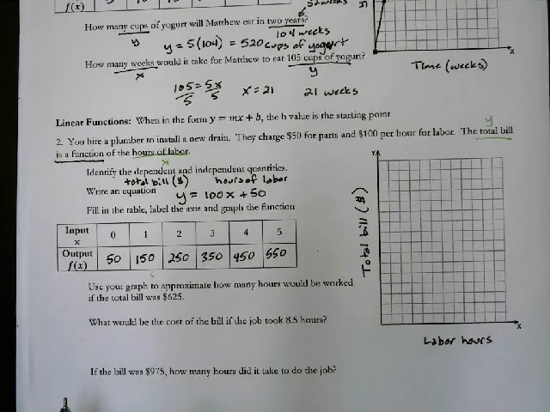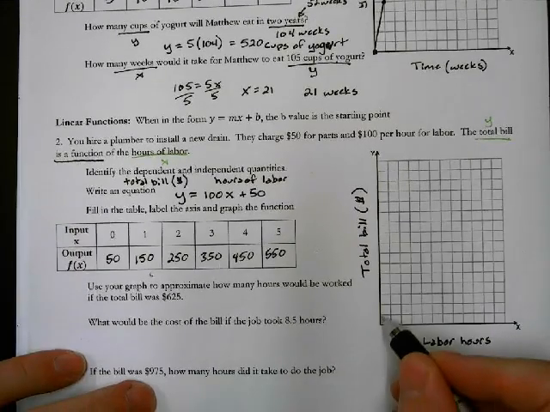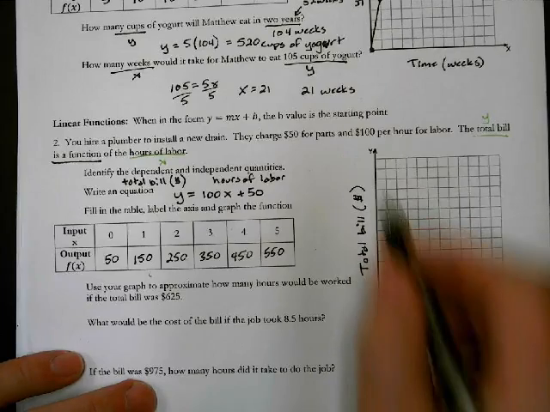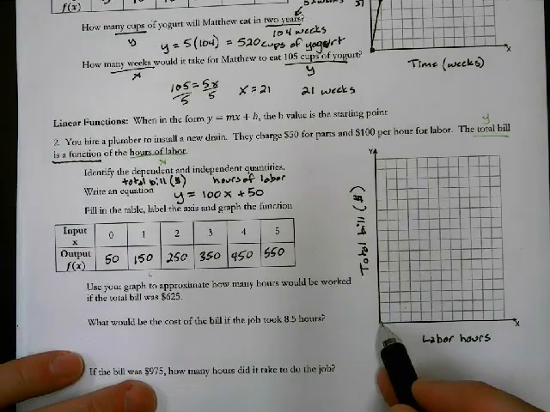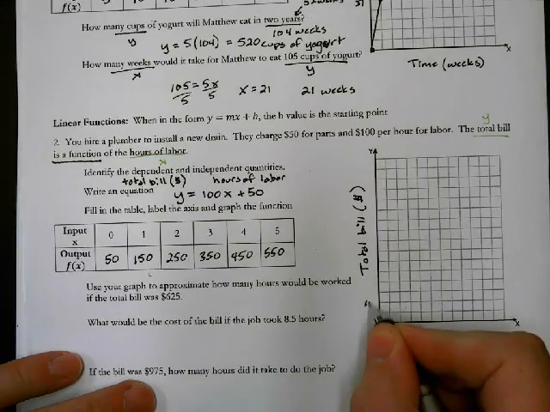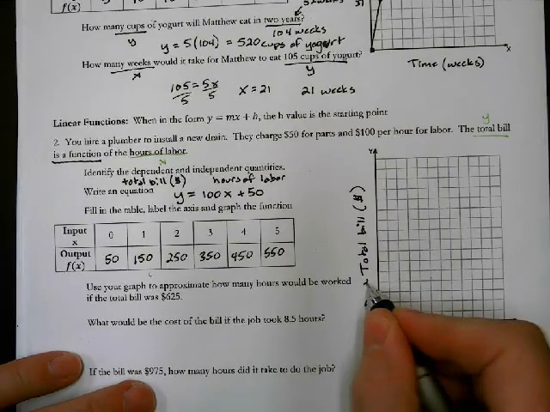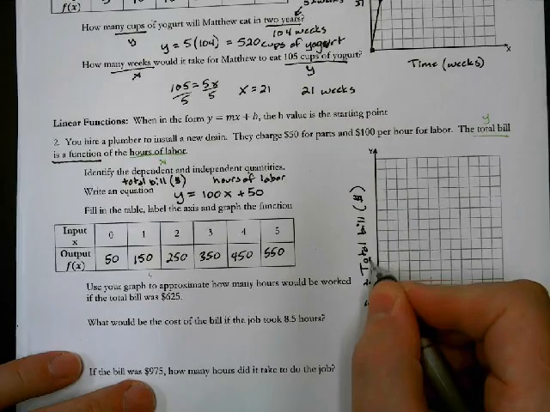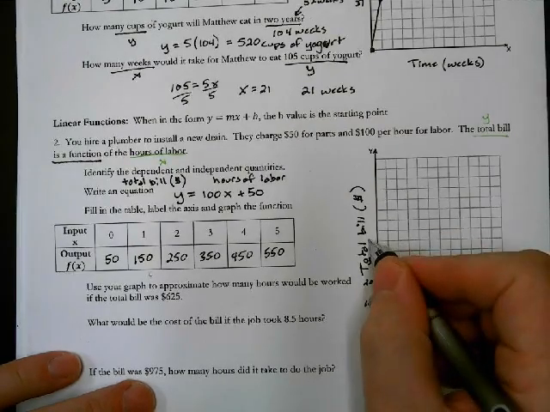So instead of going by ones, if I went by ones, the y-intercept wouldn't even fit on this graph. So let's go by 50s instead. So this is going to be 50, 100, 150, 200, and so on. So I'm changing the scale of my graph just so I can fit everything that we need on this graph.